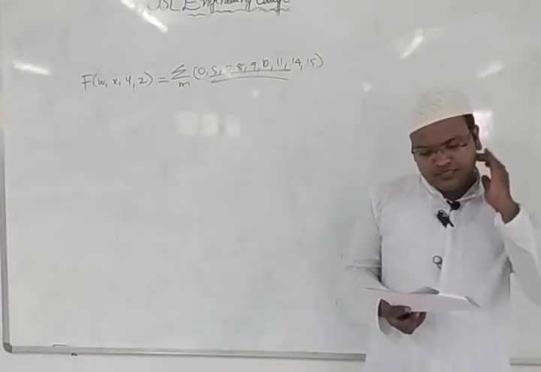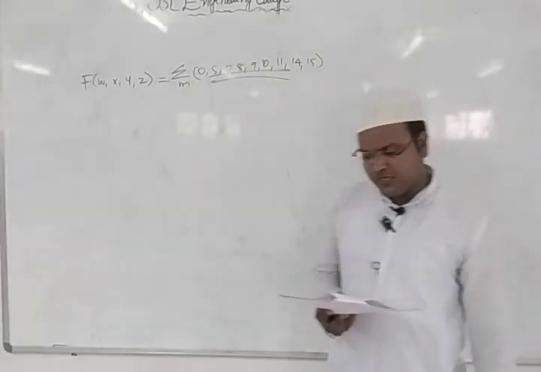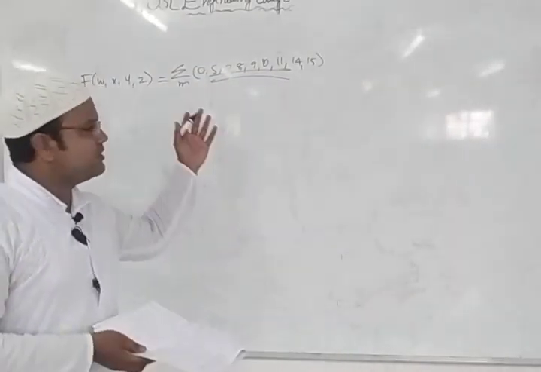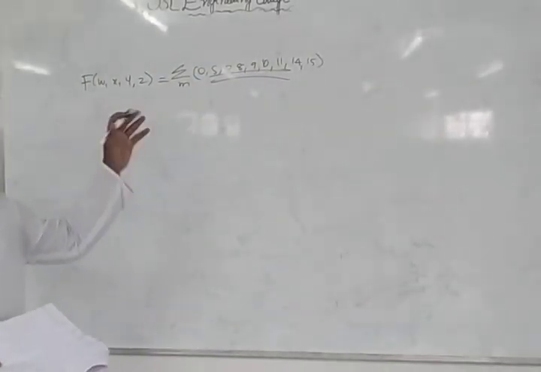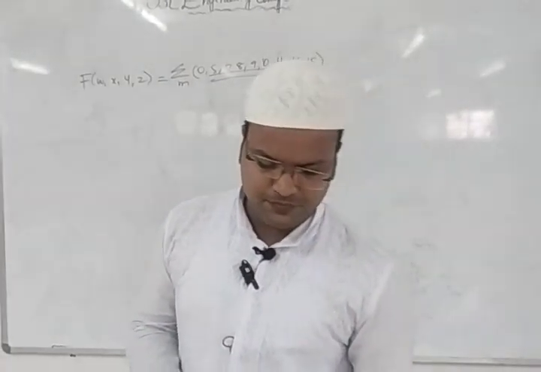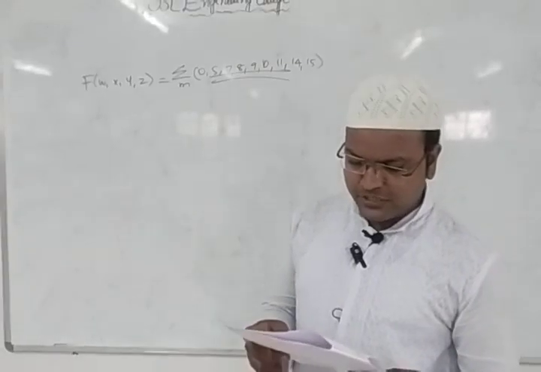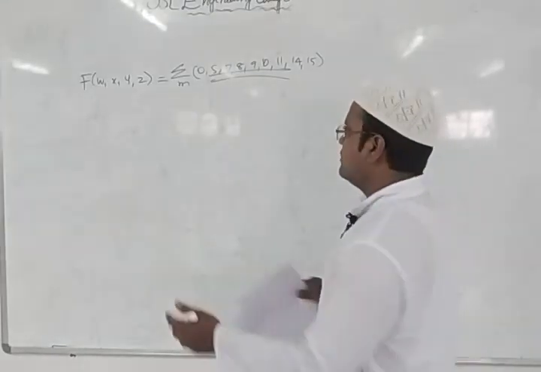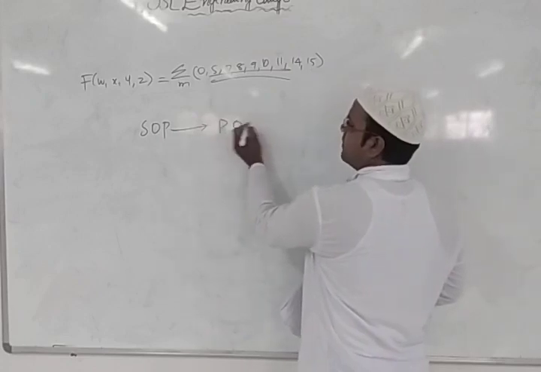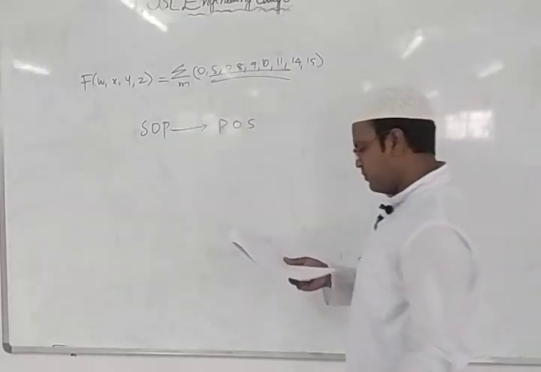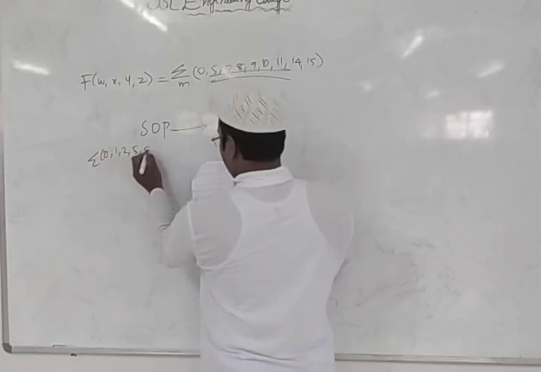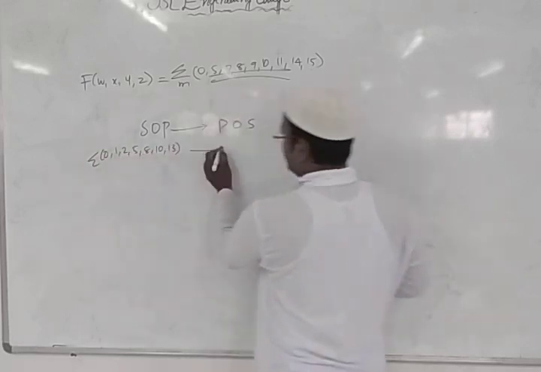The second question is: simplify the Boolean function by using the tabular method and obtain the essential prime implicants. Same question, same method, but different minterms you need to solve. Next, convert the Boolean function from SOP to POS. I received a lot of queries for this SOP to POS. So they gave this question: SOP is summation of 0, 1, 2, 5, 8, 10 and 13. We have to write it in POS.